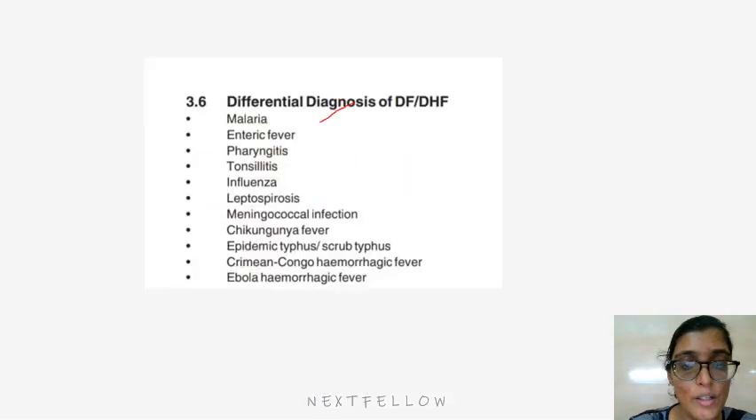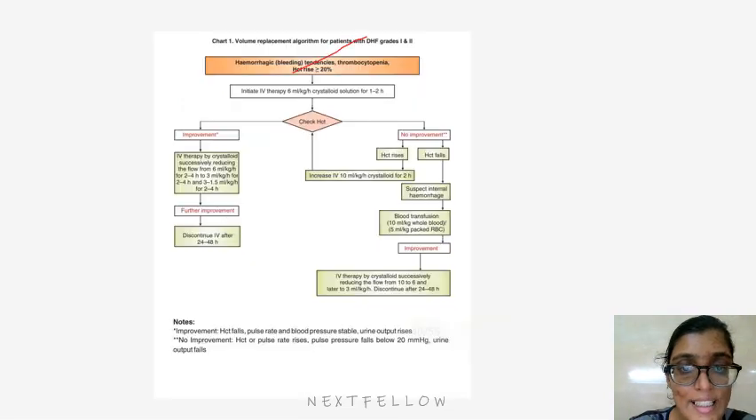So differential diagnosis of dengue fever and dengue hemorrhagic fever is malaria, enteric fever, pharyngitis, tonsillitis, influenza, leptospirosis, meningococcal infection, chikungunya fever, endemic typhus and scrub typhus, Crimean Congo hemorrhagic fever and Ebola hemorrhagic fever. So hemorrhagic bleeding tendencies, thrombocytopenia and hematocrit rise more than 20%.